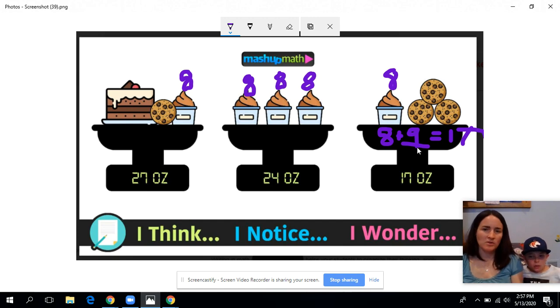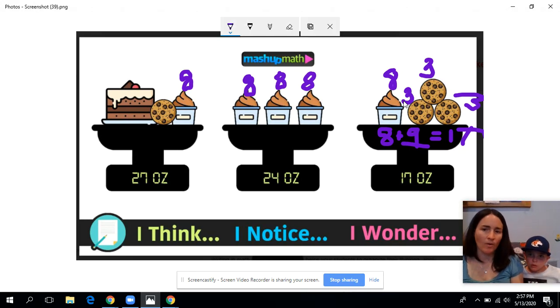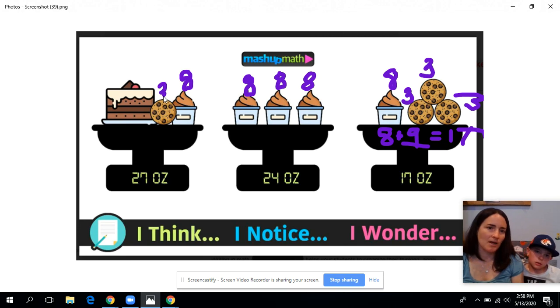Okay, so Patrick knew he had to find another 9 ounces here, and since there are 3 cookies, what did you say? 9 divided by 3 equals 3 for each cookie. Okay, so using your division, we need 9 ounces and we have 3 cookies. We could do 9 divided by 3 equals 3, or we could use our multiplication, and say 3 cookies times 3 ounces each equals 9 ounces. Over here, you're saying that this cookie equals 3 as well.